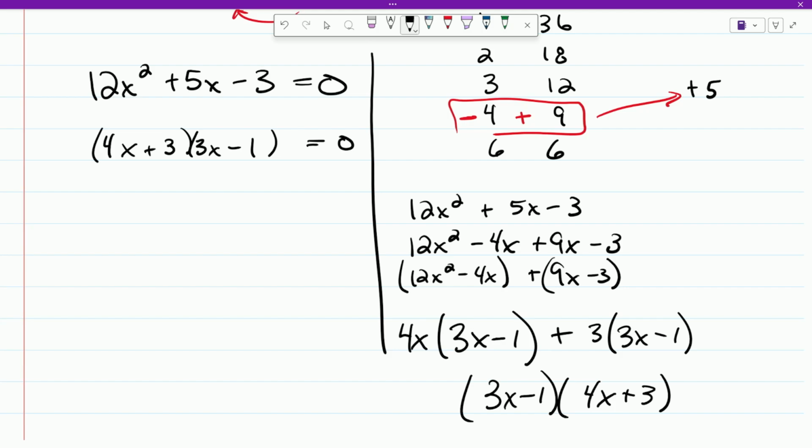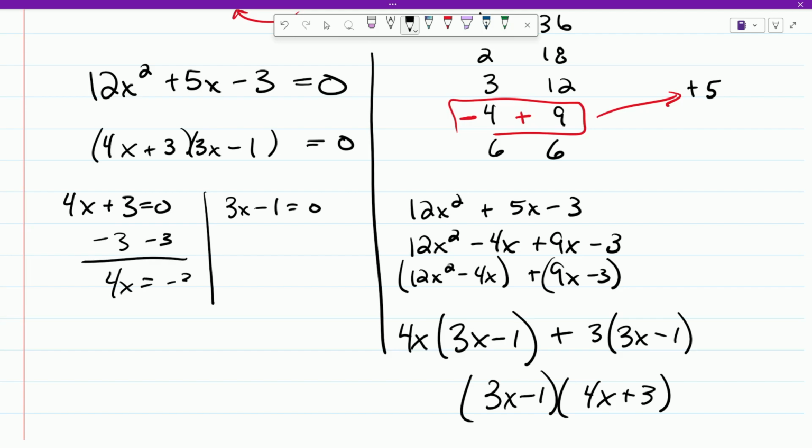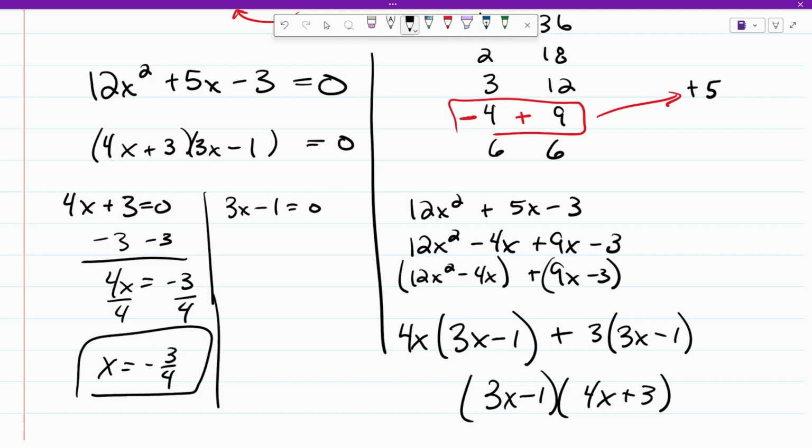From here, zero product property. So I get 4x plus 3 equals 0, and then 3x minus 1 equals 0. For the first solution, subtract 3 from both sides. You get 4x equals negative 3. Divide both sides by 4. That's going to give you x equals negative 3 over 4. For the second solution, we add 1 to both sides. That's going to give us 3x equals 1. Divide both sides by 3. X equals 1/3. Okay?